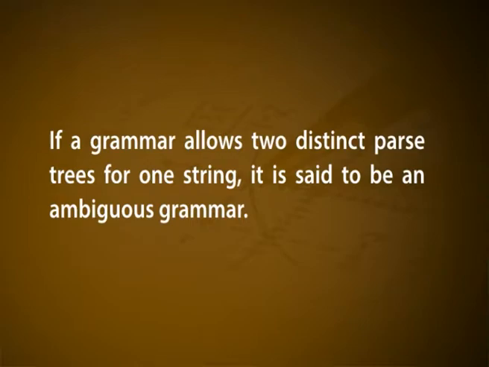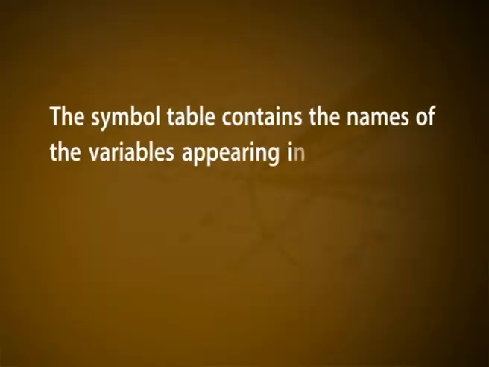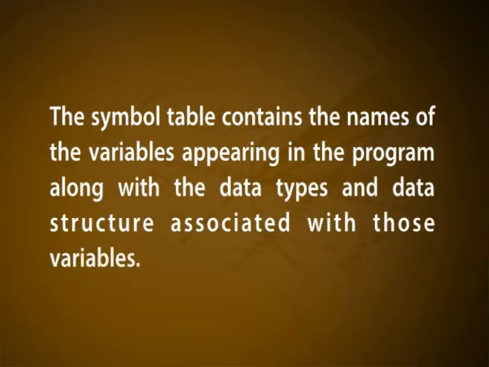A parser analyzes the grammatical structure of a program. So, it is able to identify individual statements and to distinguish between the declarative and imperative statements. As it recognizes the declarative statements, it records the information being declared in a table called the symbol table. So, the symbol table contains the names of the variables appearing in the program along with the data types and data structure associated with those variables.